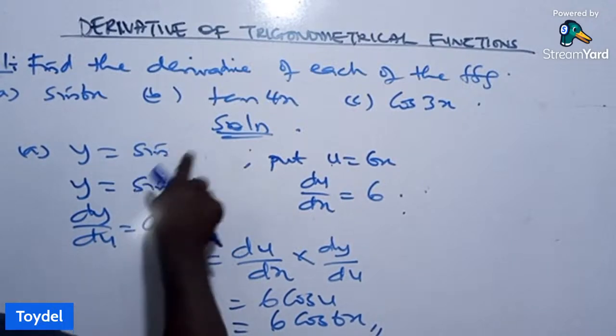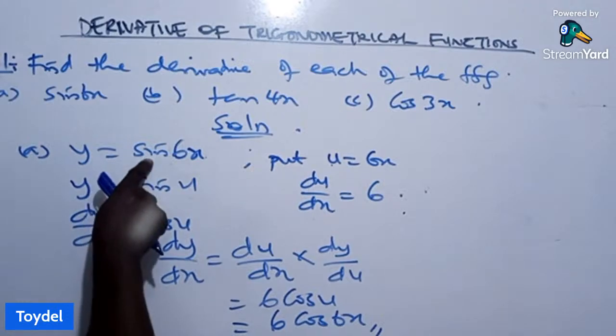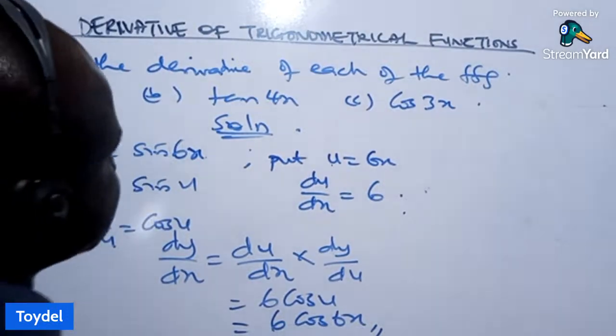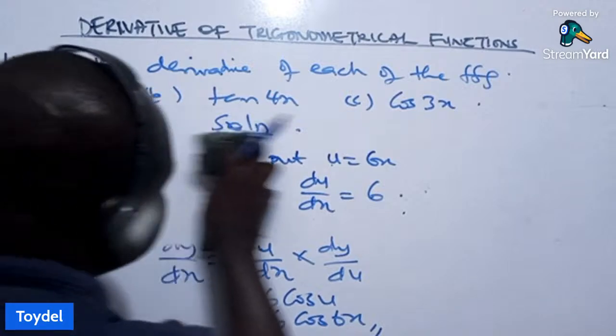Just differentiate 6x. 6x is going to give us 6. At the end of the day, the derivative of sine is cos. So we now have 6 cos 6x. So that is how to find the derivative of a trigonometric function.